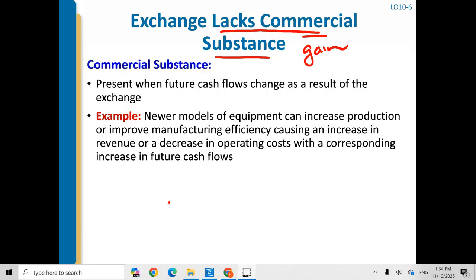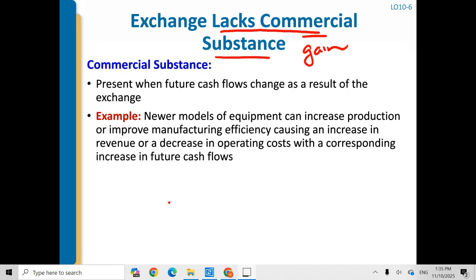So an asset exchange lacks commercial substance when the future cash flows of the entity are not expected to change significantly because of the exchange. So in simple terms, if you swap one asset for another and it doesn't really change your economic position, then the exchange is considered to lack commercial substance. And usually these assets are similar in use and value.